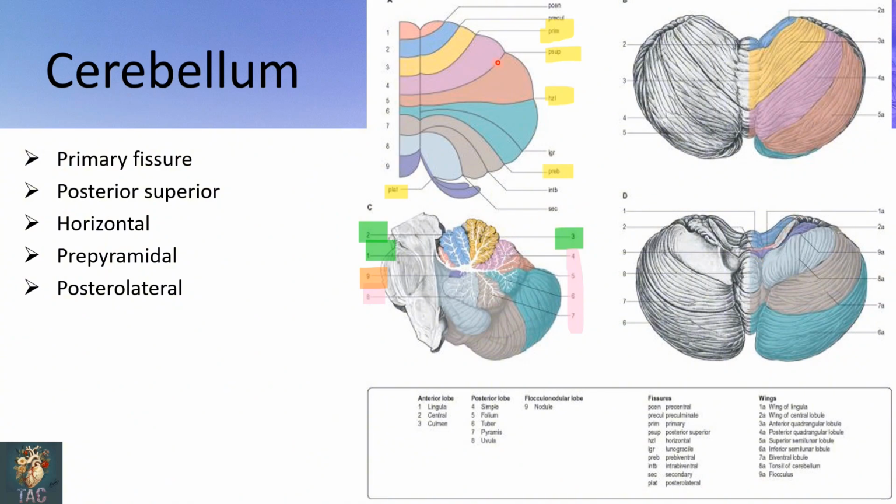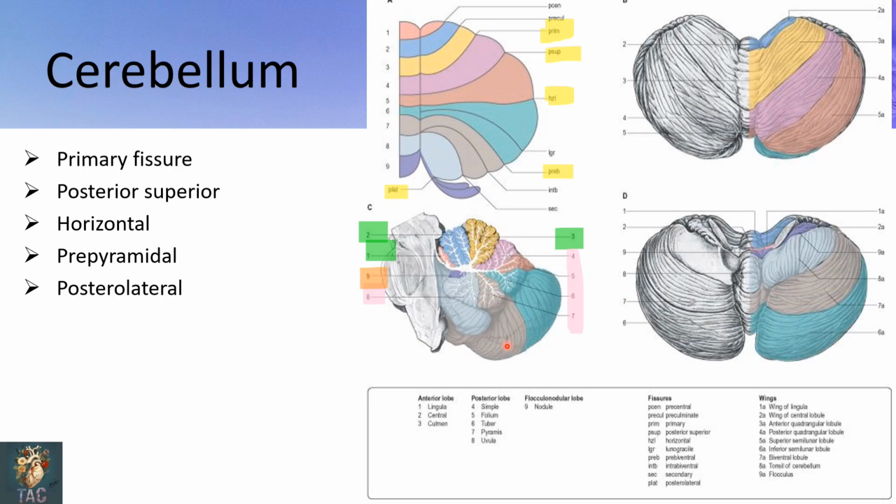Then the posterior surface. The first in the posterior surface is the simple lobule. Again you can see over here, this is the simple lobule, then is the folium, and then is the tuber. So these three: the simple lobule, the folium, and the tuber. Again in this diagram you can see the simple lobule, the folium, and part of the tuber. This one is the superior surface, and this one is the inferior surface, in which you can see a large part of the tuber as well.